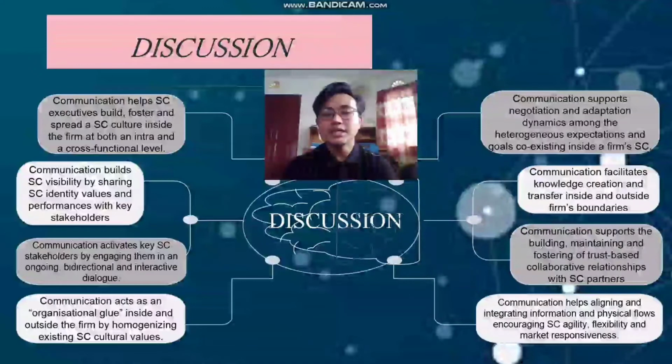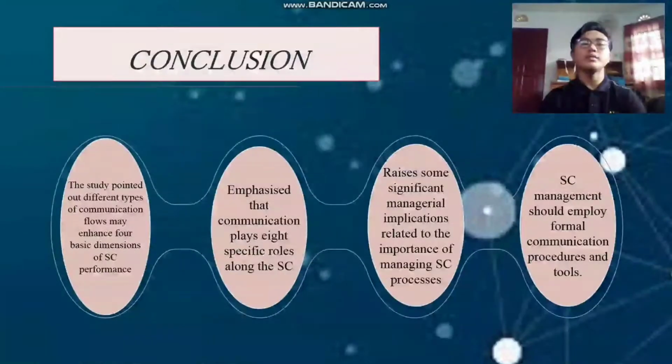The last but not least is communication helps aligning and integrating information and physical flows, encouraging SC agility, flexibility, and market responsiveness. Authors said that communication is typically face-to-face, normally based on interpersonal meetings, when it has to support strategic phases of SC management. Now, let's talk about the conclusion.